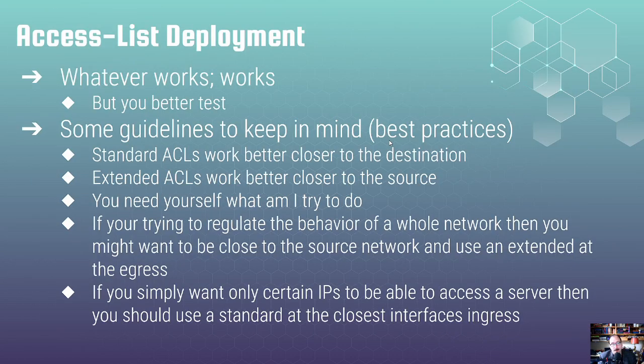All right, so standard access lists work closer to the destination. Extended access lists work better closer to the source. You need to document what you're trying to do. If you try to regulate the behavior of the whole network, then you might want to be close to the source network and use an extended at the egress. Again, outbound. If you simply want only certain IPs to be able to access a server, then you should use a standard at the closest to the interface, right?